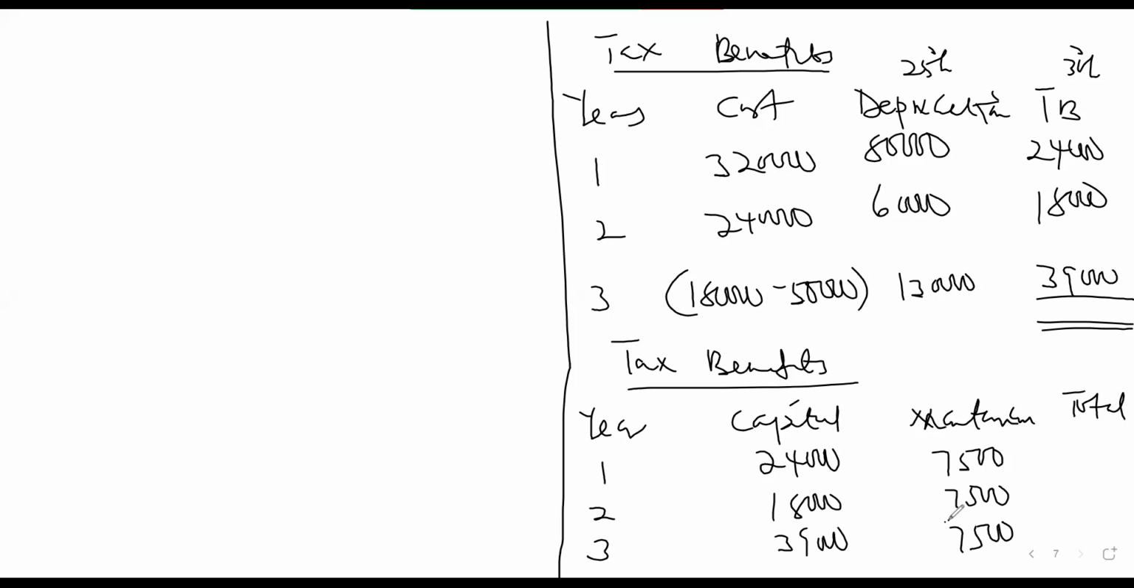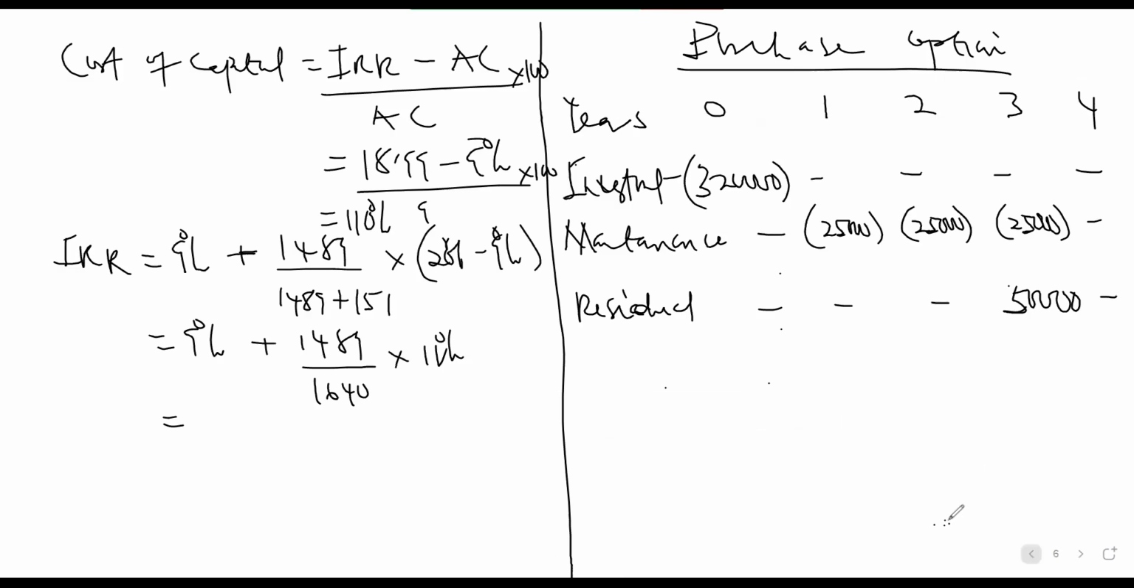So we add them one by one. 7,500 plus 39,000 will give us 46,500. This will give us 31,500. And 18,000 plus 7,500 gives 25,500. I hope we are okay with that. Okay, yes, we are. Please, the 7,500, where do we get this from? It is the tax benefit on the maintenance cost.